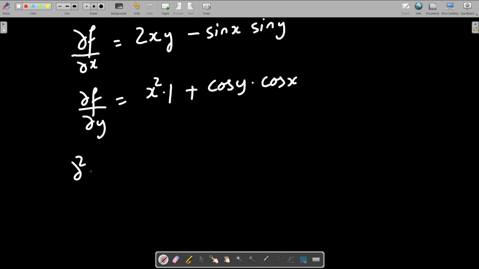Just like you define a second derivative, we can define a second order partial derivative here. So this will be taking the derivative of this another time with respect to x. So 2xy will remain here as 2y, and then minus sin x sin y. The derivative of sin x is cos x, so cos x sin y.